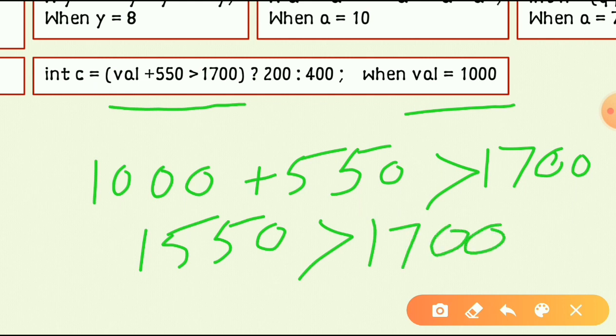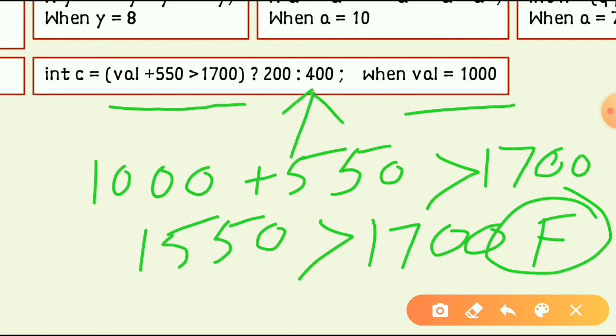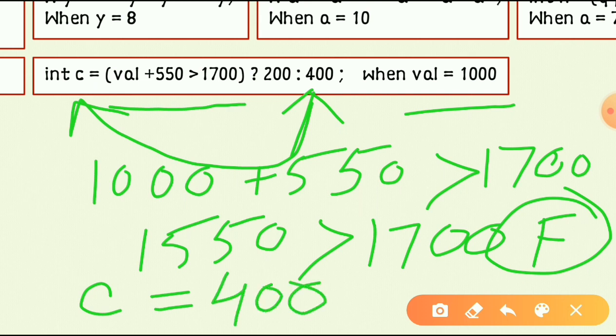The condition is obviously a false one. So when the condition is false, we are going to evaluate the second expression. So for now, this 400 will be given to your C. So for this question, your answer is C equals 400.